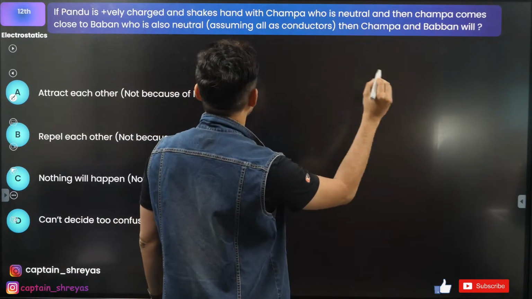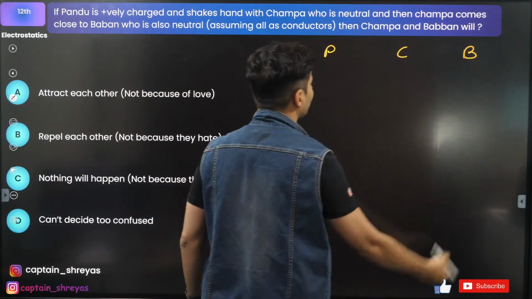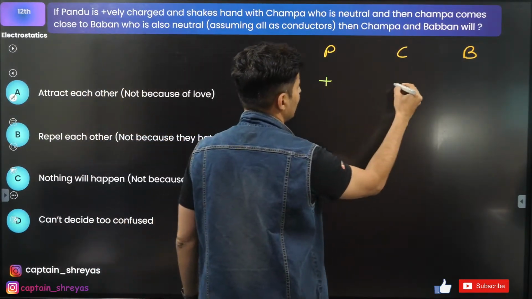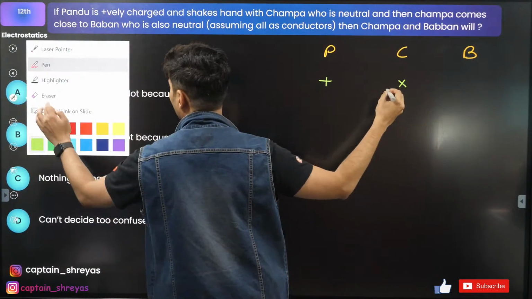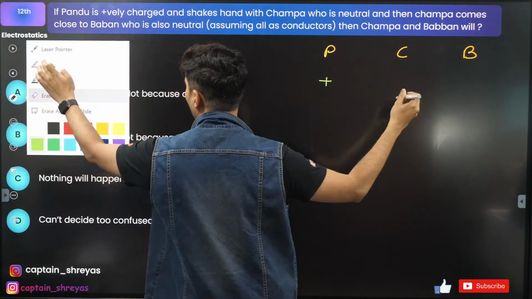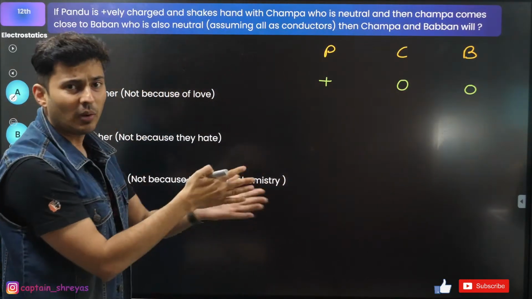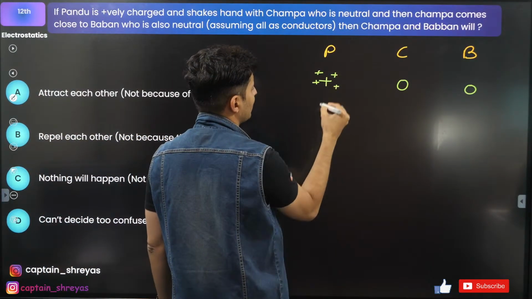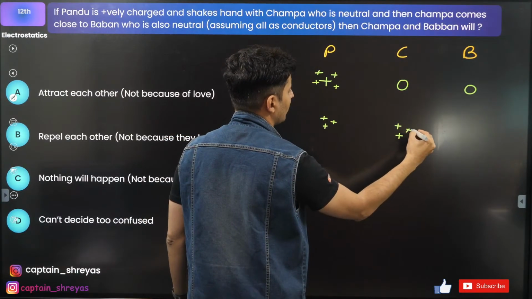See, Pandu, Champa and Baban. So this is Pandu, this is Champa and this is Baban. Initially, let's write it down. Pandu is positively charged, they are neutral, so basically no charge, I'll put 0 over here. Now Pandu and Champa shake hands. So what will happen? The charges will get distributed. If there were many positive charges over here, few positive charges remain here and some positive charges go over here. Correct? So this is what is going to happen.